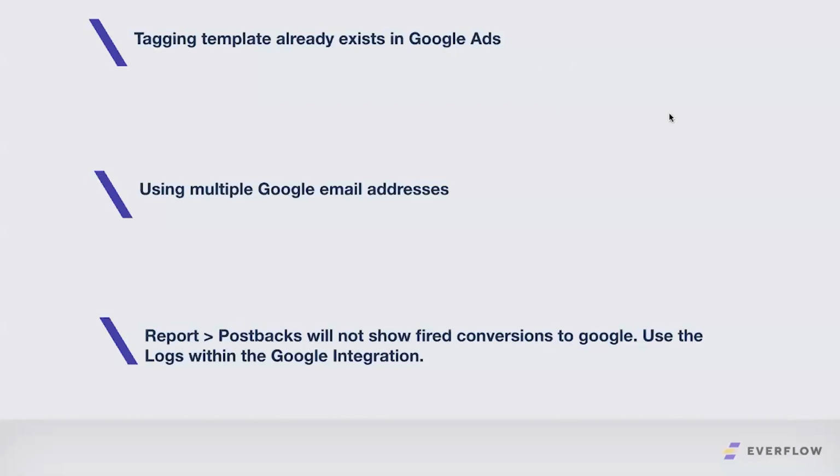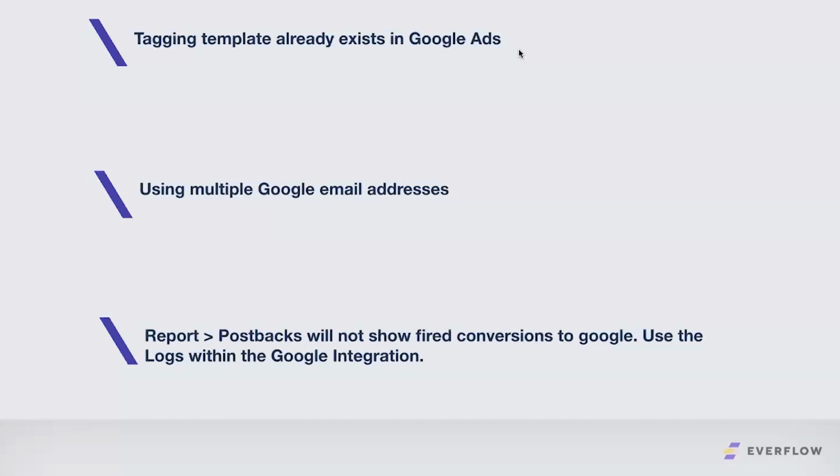So some of the questions we get are, how does it work when there's a tagging template already existing in the Google Ads you're integrating with, and you're now doing an integration? What happens? So Everflow does not overwrite your template. We only append to your existing template. The only time we actually overwrite anything in the tagging template is if those Everflow parameters, or the parameters you're setting up in the integration, already exist.